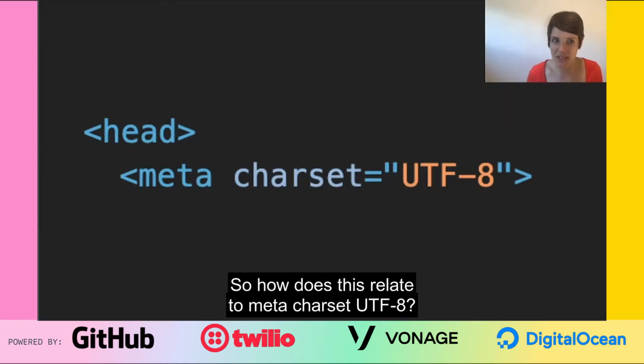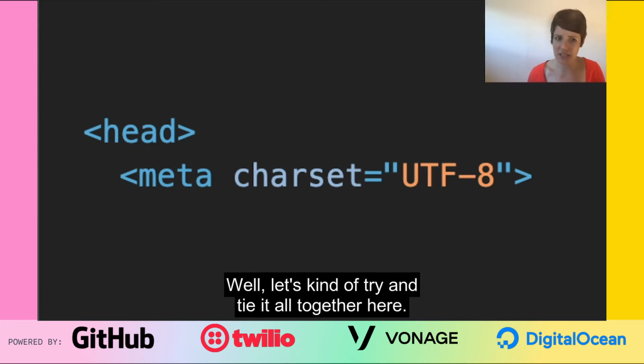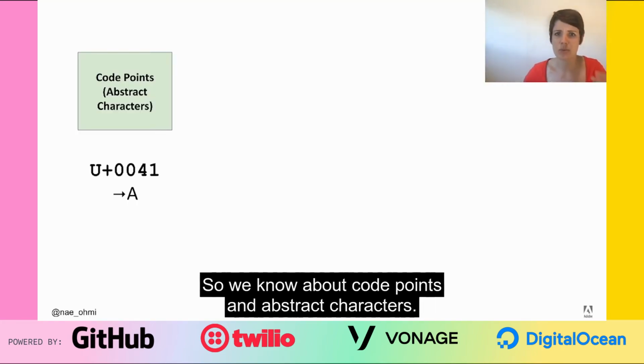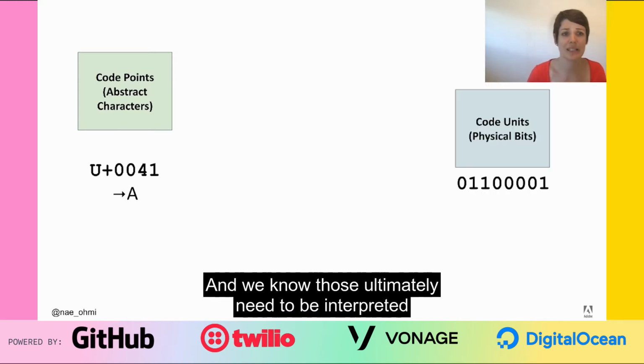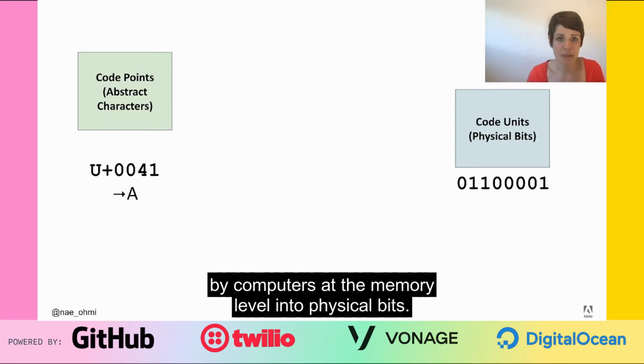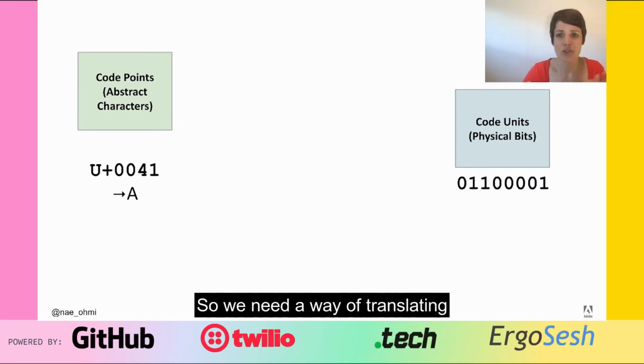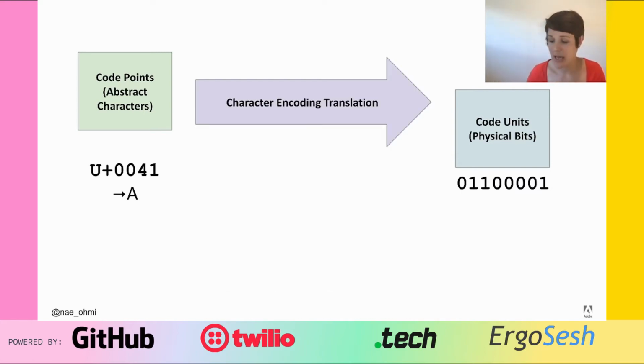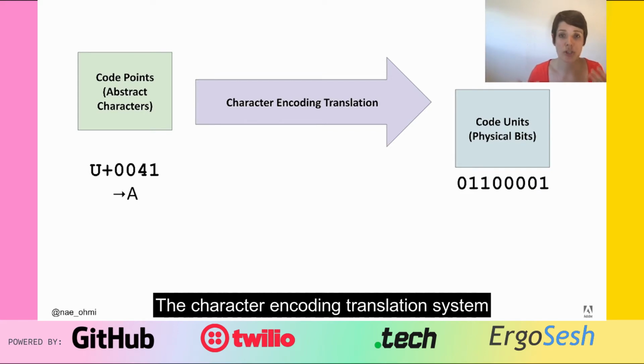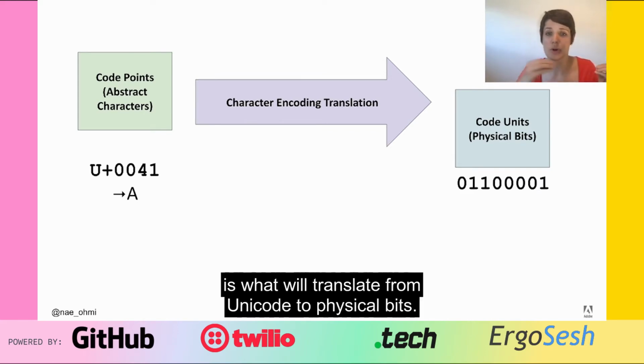So how does this relate to UTF-8? Well, let's try and tie it all together here. So we know about code points and abstract characters. And we know those ultimately need to be interpreted by computers at the memory level into physical bits. So we need a way of translating from code point to code unit. The character encoding translation system is what will translate from Unicode to physical bits.